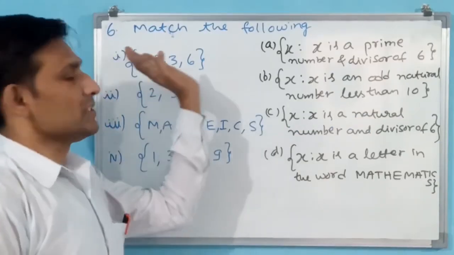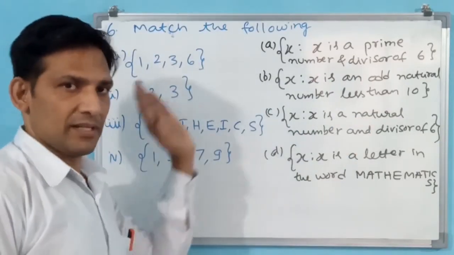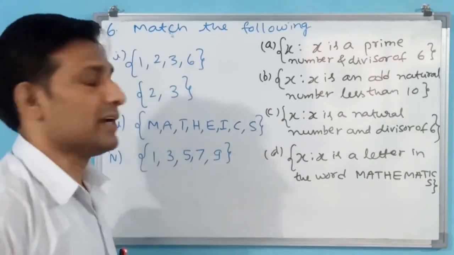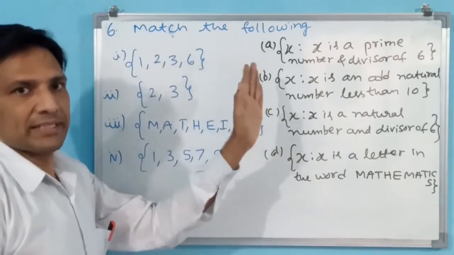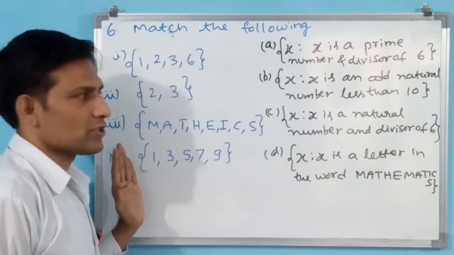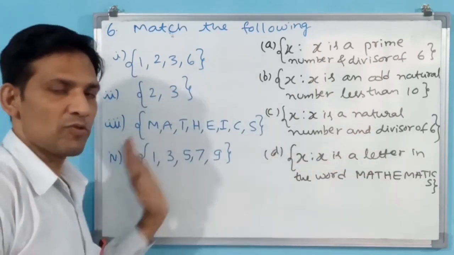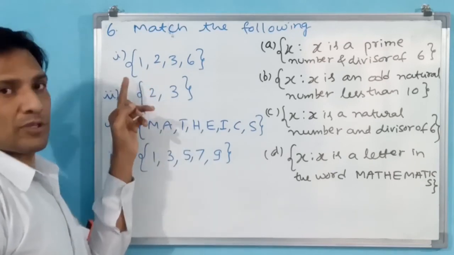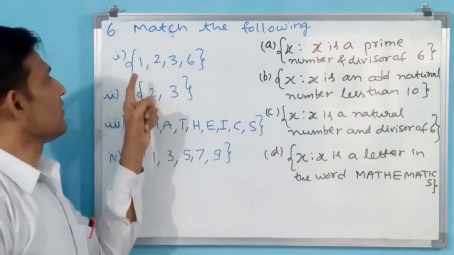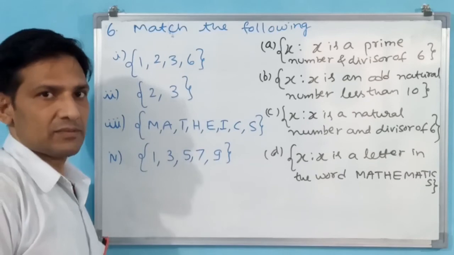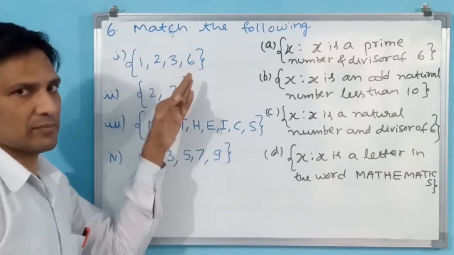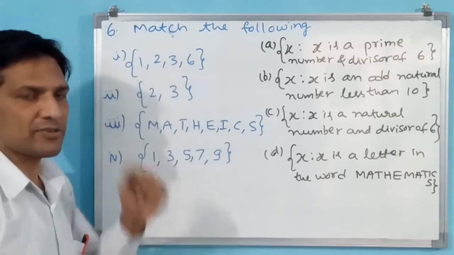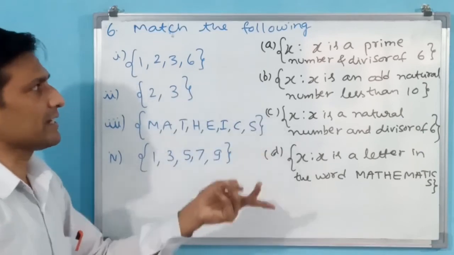Okay. Now we see the sixth question. This is the last question in this exercise 1.1. Match the following. One side they have written in roster form, one side in set builder form. You have to match these sets. Let us see one by one. First, the roster form of the set. This set is 1, 2 through 6. 1, 2, 3, 4 has not come. These are not continuous natural numbers. What are these? We have to see the criteria.